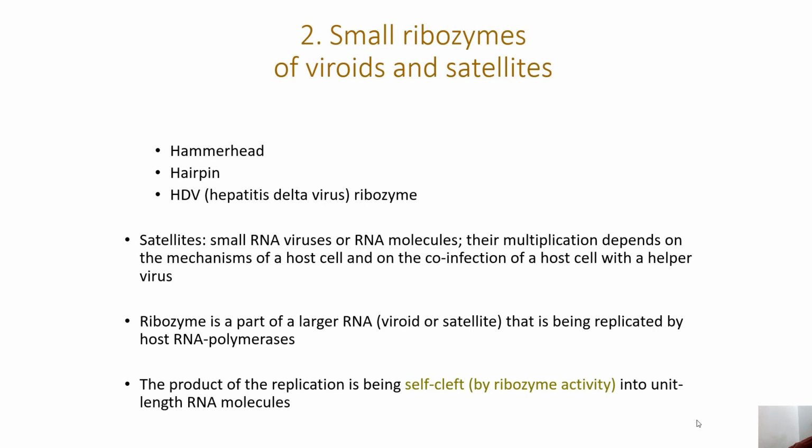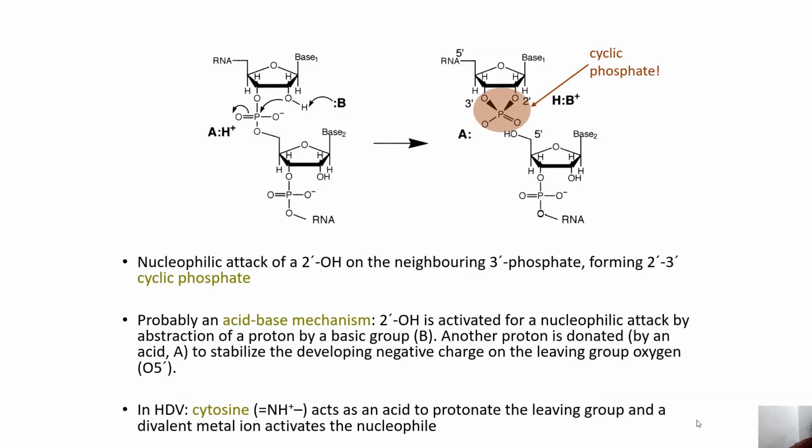Now, small ribozymes of virions and satellites include hairpin, hammerhead, and HDV, hepatitis delta virus. These are small RNA viruses or RNA molecules whose multiplication depends on the mechanisms of the host cell and on the co-infection of a host cell with a helper virus. So the ribozyme is a part of the larger RNA, virion or satellite. This is being replicated by the host RNA polymerases. The product of the replication is self-cleaved by ribozyme activity into unit-length RNA molecules.